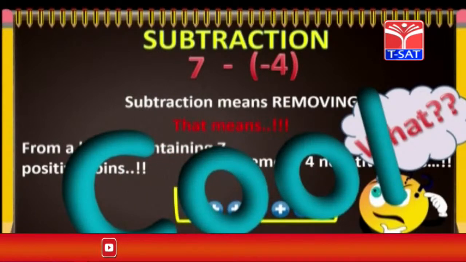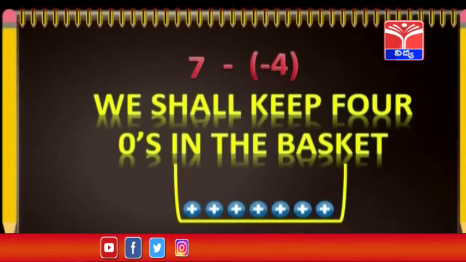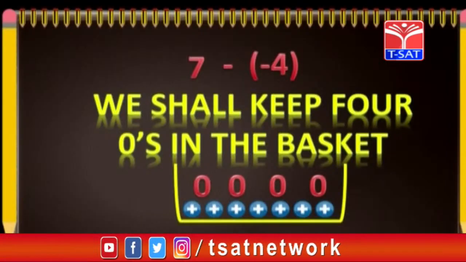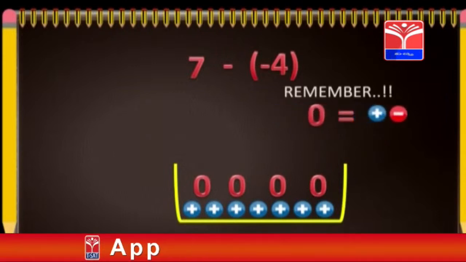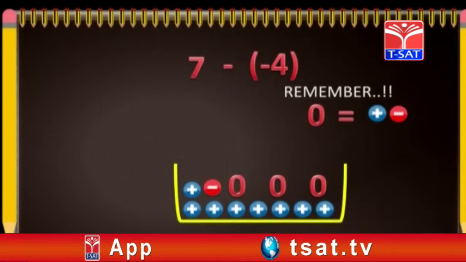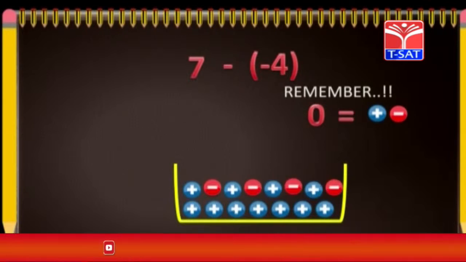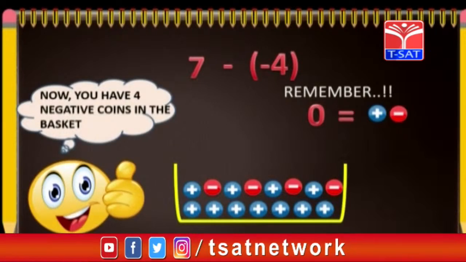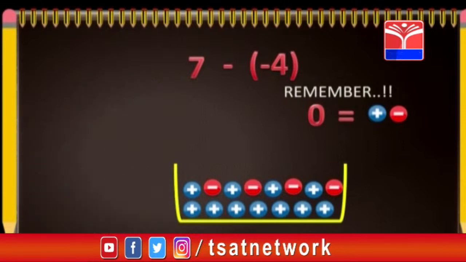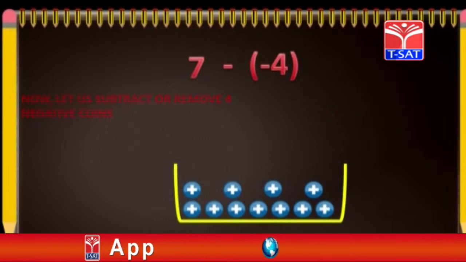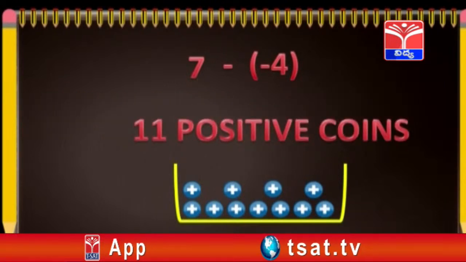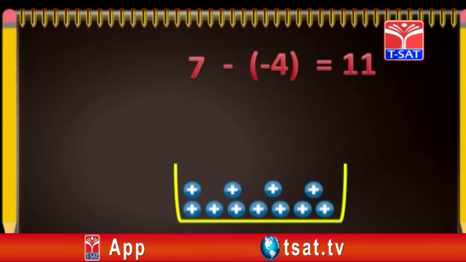Cool, I give you the clarity. We shall keep 4 zeros in the basket, and you know that a positive negative combination is 0, or 0 is a positive negative combination, and we replace 0 with positive negative combinations. Similarly, other zeros are also replaced by positive negative coins. Now your basket has 4 negative coins, and we can remove them from the basket. And what coins are left in the basket? It is 11 positive coins. Thus the answer is 11.